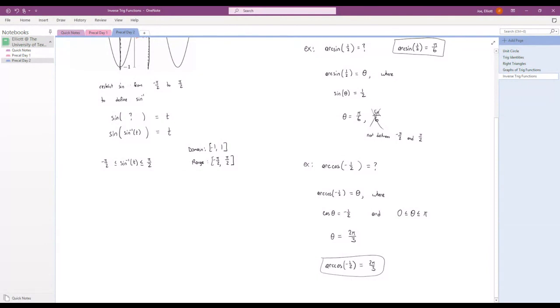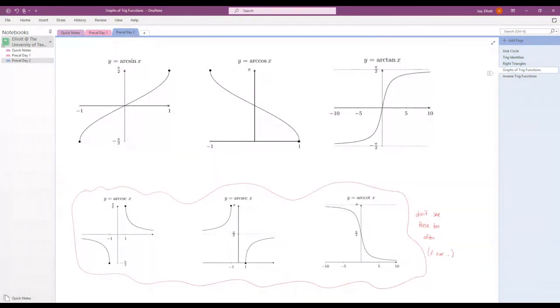The restrictions on arcsine and arc cosine differ from each other. For arcsine, the angle that it returns is always between minus pi over 2 and pi over 2. For arc cosine, it's between 0 and pi. For arctangent, it's between minus pi over 2 and pi over 2 again, but this time minus pi over 2 and pi over 2 are excluded, whereas for sine they are included.